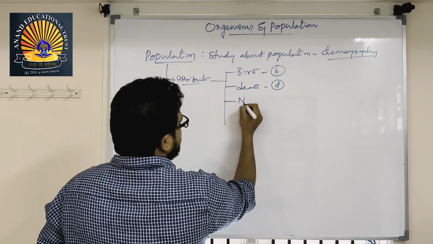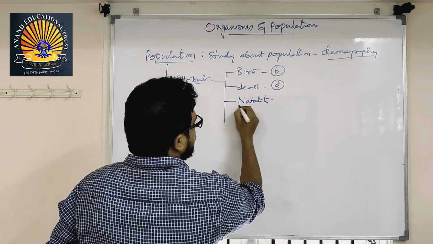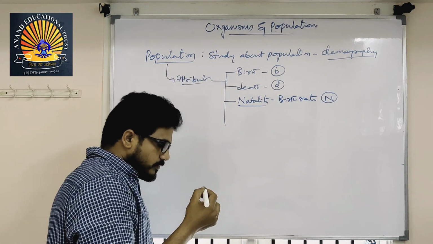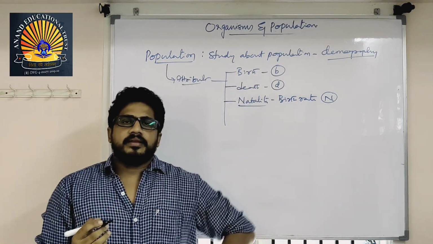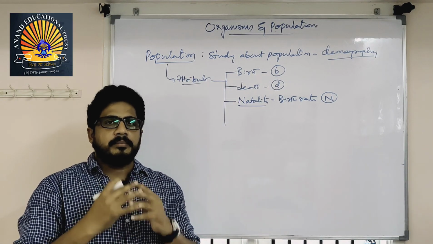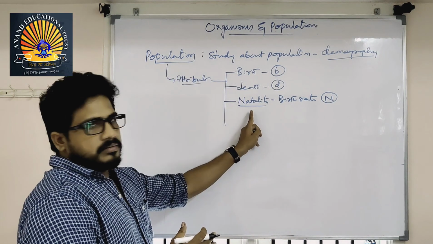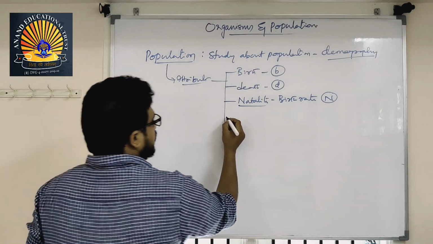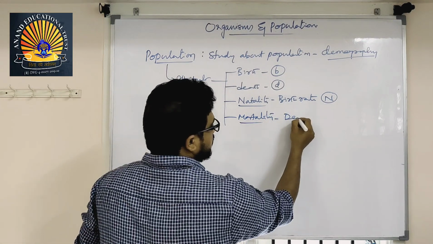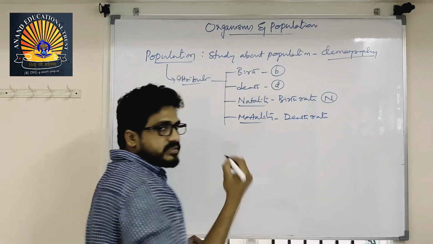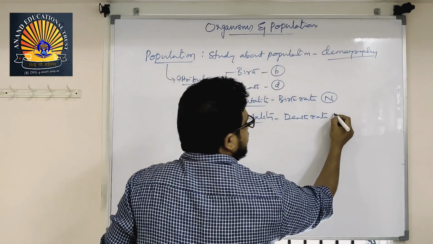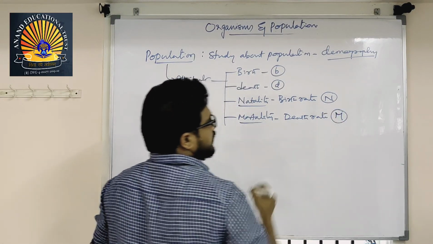And natality, birth rate. It can be considered as capital N. What is the definition of birth rate? The number of births in a particular time in a given area, the number of births per capita, is called natality or birth rate. Mortality, the number of deaths, is nothing but death rate. The number of deaths per capita. Per capita means what? Per unit area in unit time, a given time.